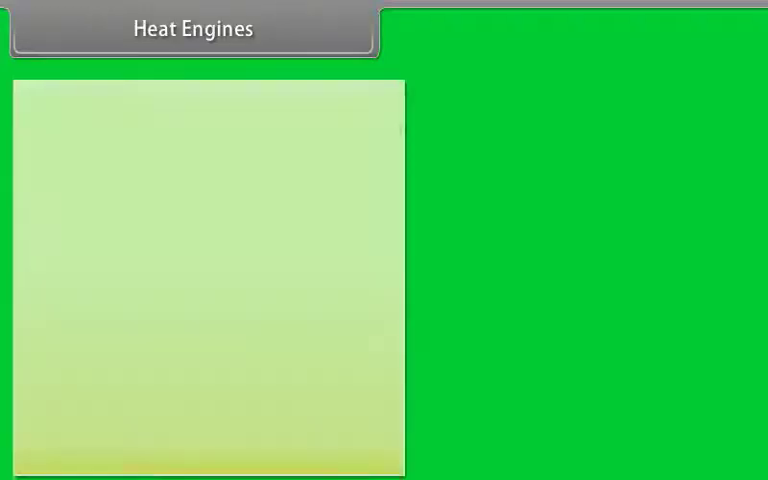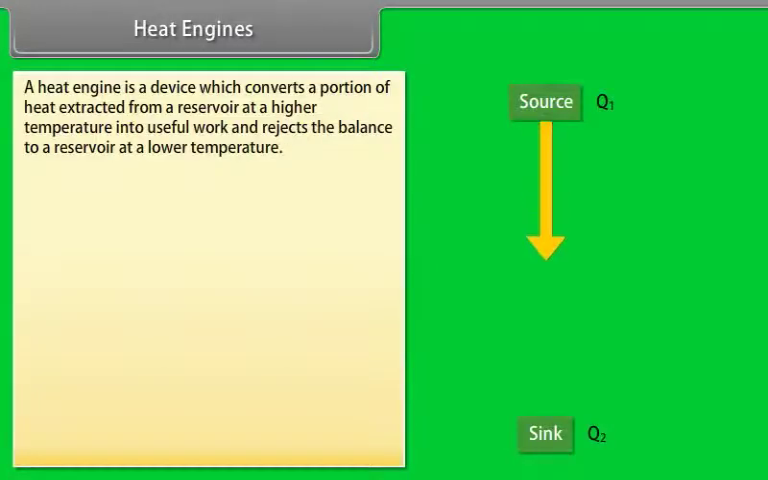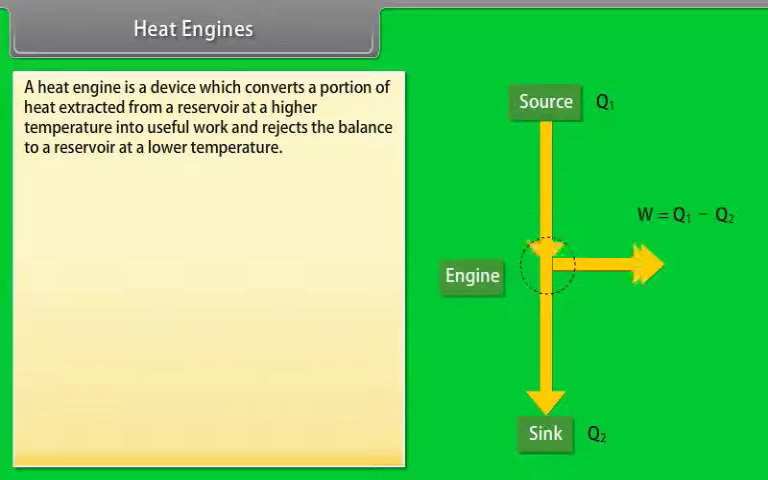Heat engines. A heat engine is a device which converts a portion of heat extracted from a reservoir at a high temperature into useful work done and rejects the balance to a reservoir at a lower temperature.